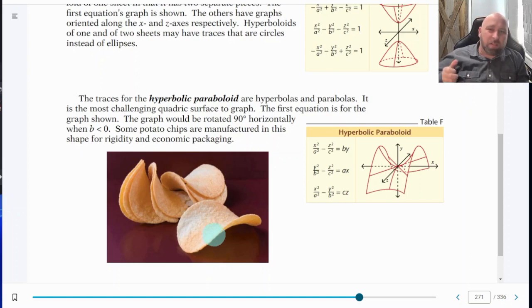Every once in a while, especially if one of your little brothers or something shakes the thing up, it's going to break them. But these things are pretty rigid. Notice that it says some potato chips are manufactured in this shape for rigidity. So it makes them stronger so they don't crack and break in transit, going from the store to the house and things like that. So this shape tends to keep them in order, intact.